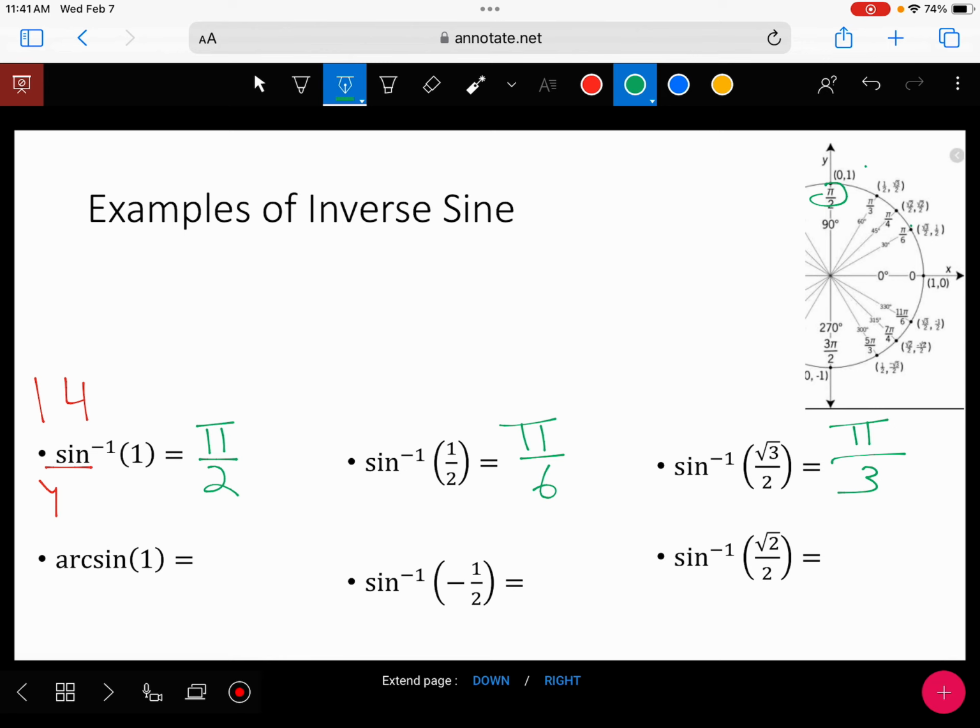Great, I'm glad you guys asked that. Arc sine is another way we write sine to the negative first power. It means the same exact thing. Yep, arc sine is inverse sine.